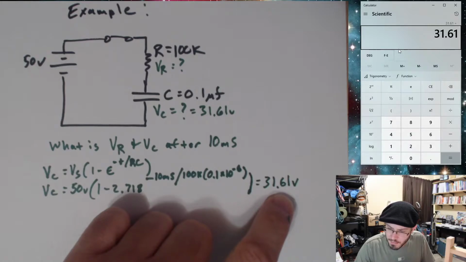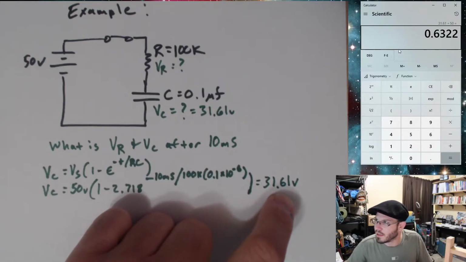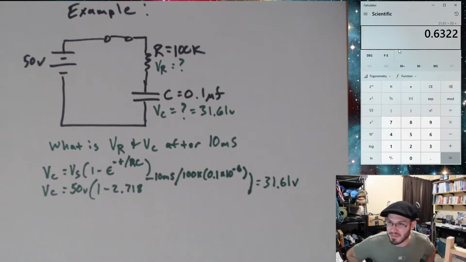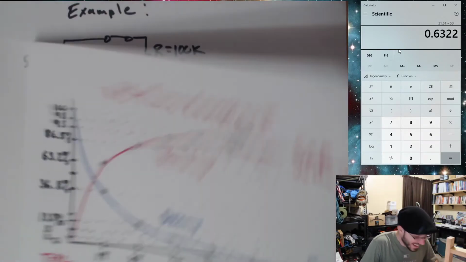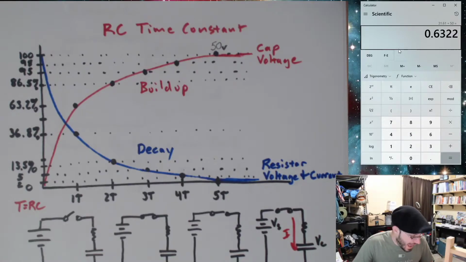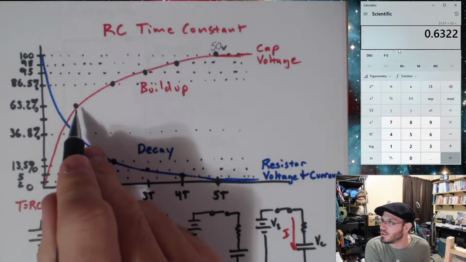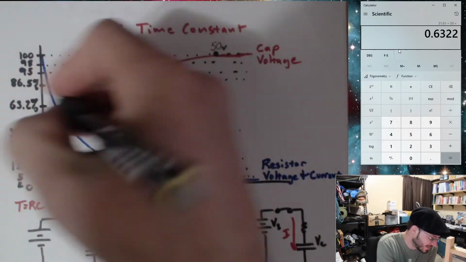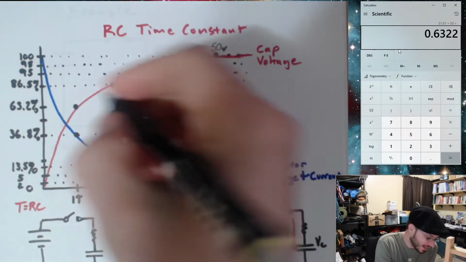0.61 divided by 50 volts is our max. This is like calculating a percentage of your grade. Hopefully it's not 63%. Okay, so we are at 63.2%. Oh, it's like I picked 10 milliseconds to be our first time constant, which is exactly what I did.